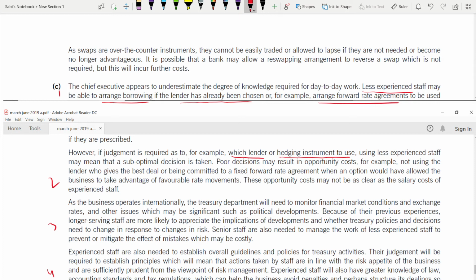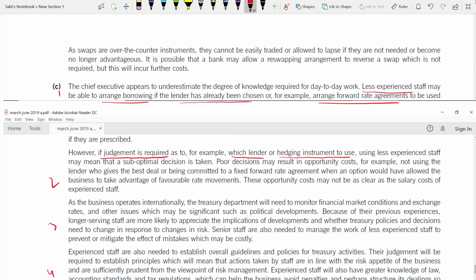So judgment is required. Another thing is they're talking about judgment. Wherever judgment is required, what judgment? Number one, who is the lender? Number two, which hedging instrument to use? See, hedging instruments: financial derivatives, options, swaps, futures. This cannot be handled by any common people. You need technical skills to select which one is the best.